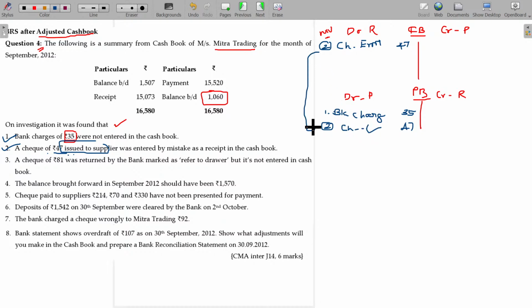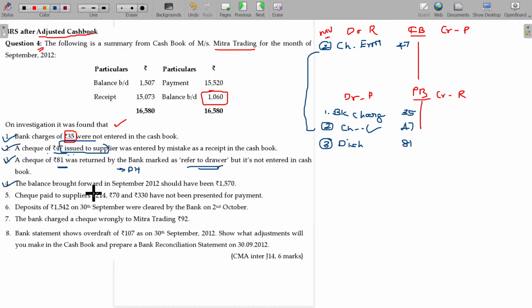Banker properly recorded. Third, a check rupees 81 was returned by the bank marked as referred to drawer, but it is not entered in the cash book. Returned by the banker means it's nothing but dishonor. Dishonor should be in the payment side, right? Dishonor of check. Whatever the reason may be, if it is not in cash, it is named as dishonor only. Insufficient fund, improper marking there, signature mismatching, any reasons. Because of that reason, the check may be sometimes returned. Always it is treated as dishonor only. So here it is dishonor, 81 rupees.